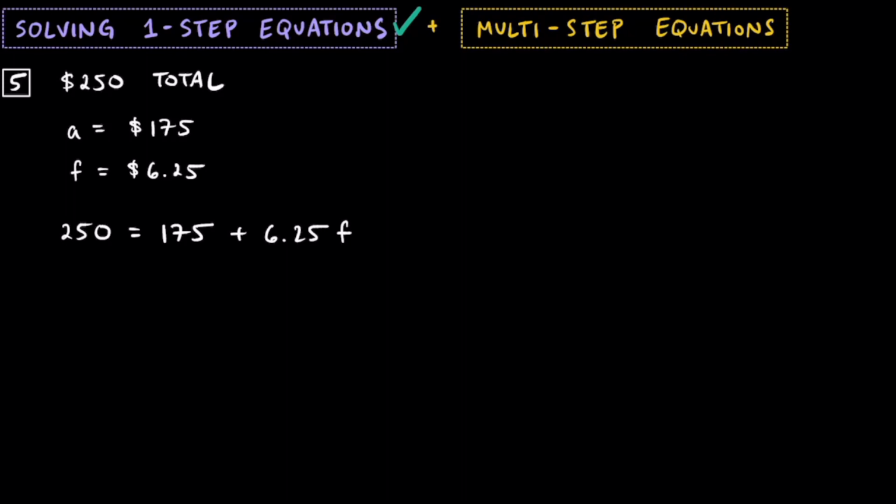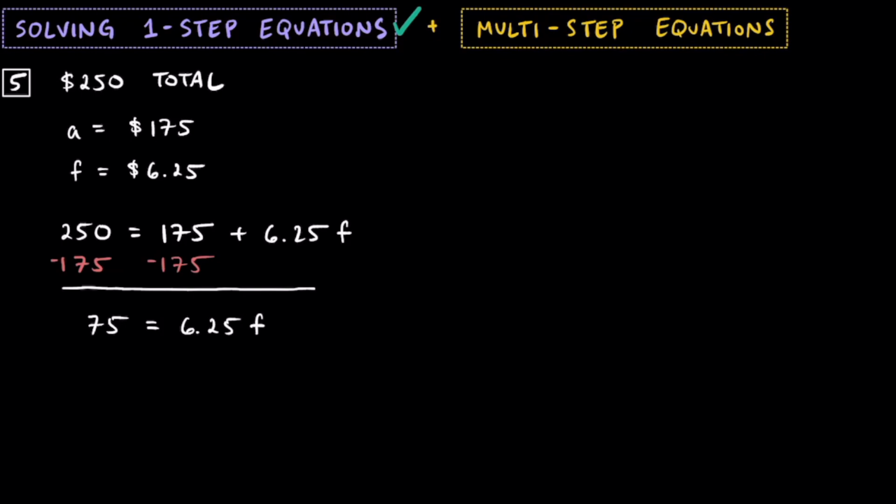So how are we going to go ahead and solve this? Well, we need to get rid of the $175 that we know we spent on just the aquarium. So we subtract that from both sides to see how much was actually spent on the fish. What's 250 minus 175? That's going to be 75, so 75 is equal to $6.25 per fish.